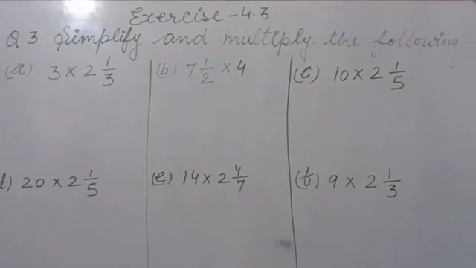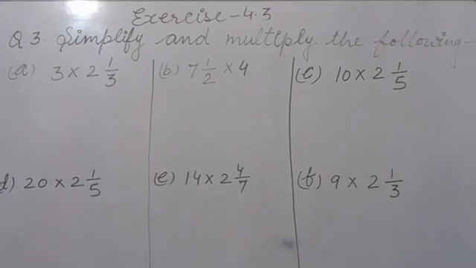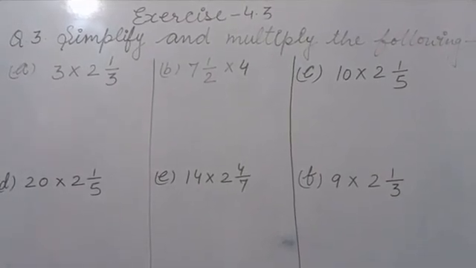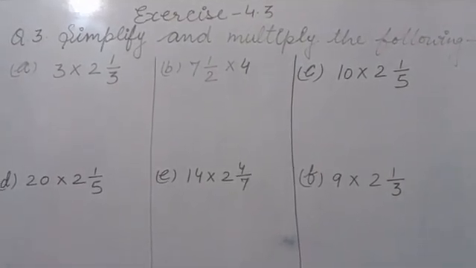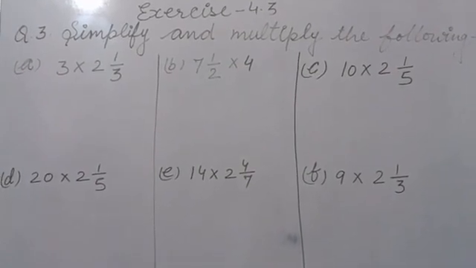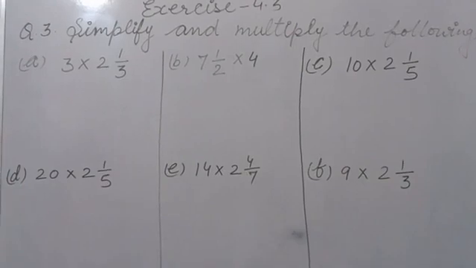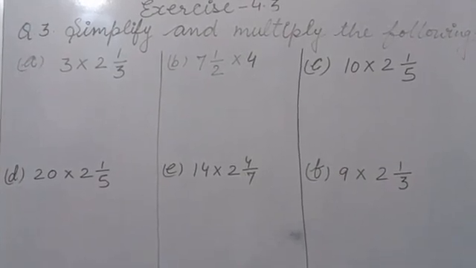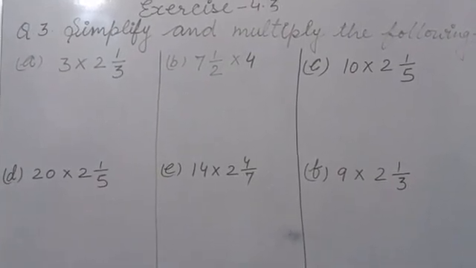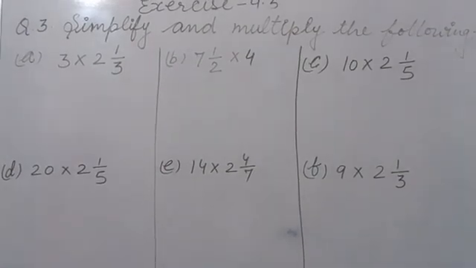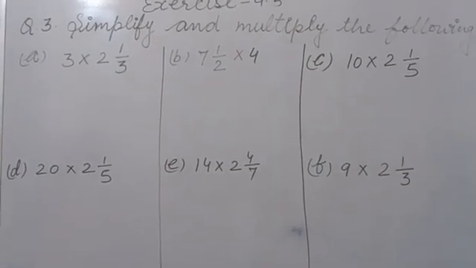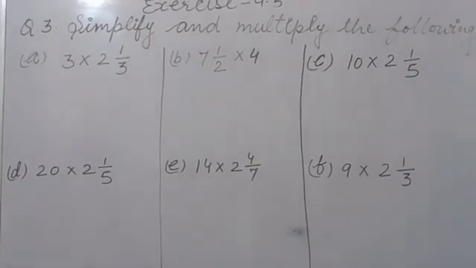Okay. Now we will do question number 3. Simplify and multiply the following. Here you have to simplify. Firstly you will simplify and then you will multiply. Simplify means if a numerator comes in the denominator's table, we should cancel that. That is called simplify, meaning reducing in lowest term, and then we will multiply.